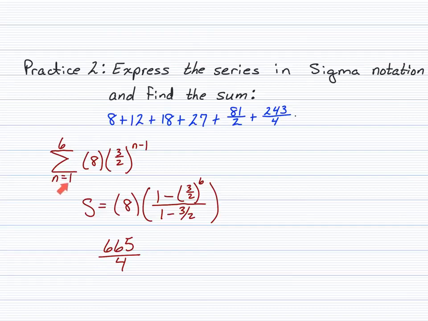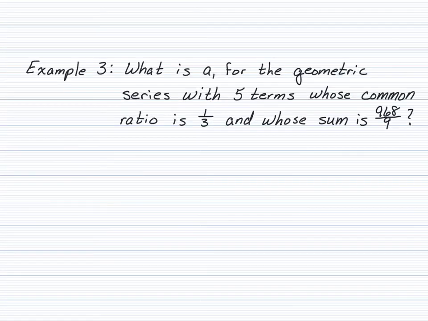All right, so here is your sigma notation for the sum. You have 6 terms here, so you're starting at n equals 1 to 6. 8 is your first term. Your common ratio is 3/2, which you can get by taking the 12 and putting it over 8. So you're taking any number and dividing it by the previous number, and that reduces to 3/2, and then raised to the n minus 1. Substituting everything into your formula, you have your first term, your common ratio, the number of terms up here, and then it simplifies down to 665 over 4.